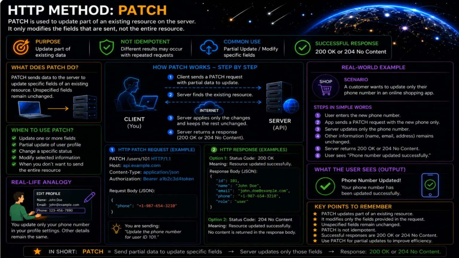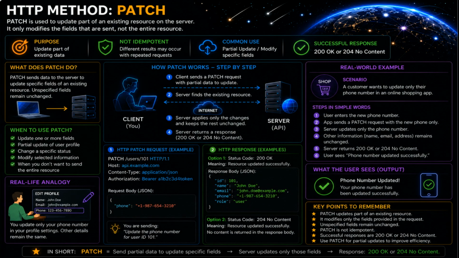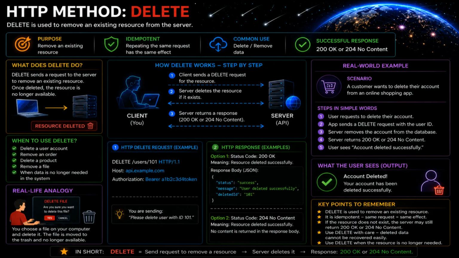data. While PUT replaces an entire resource, the PATCH method is used to update only specific fields. This targeted approach is more efficient, as you only send the data that actually needs to change, leaving the rest of the resource untouched. The DELETE method is straightforward. It's used to permanently remove an existing resource from the server. Since this action is irreversible, it should be used with care to ensure data integrity across your systems.